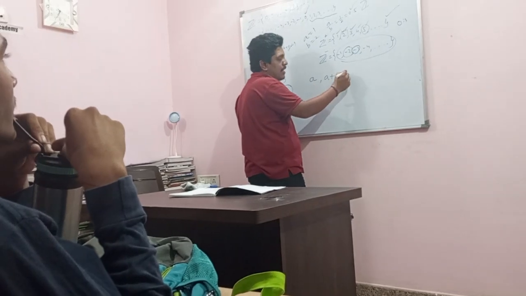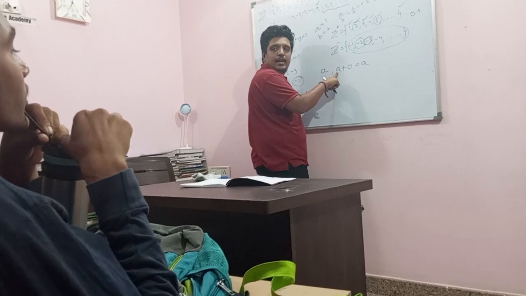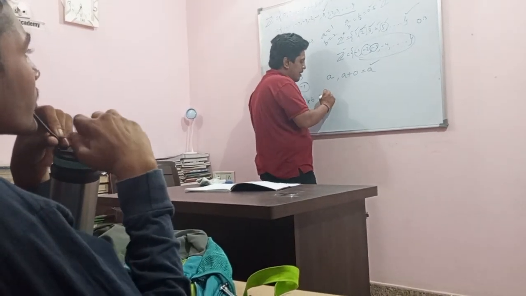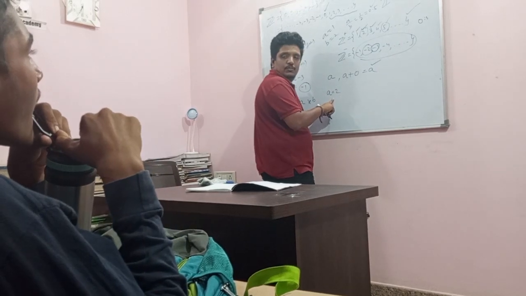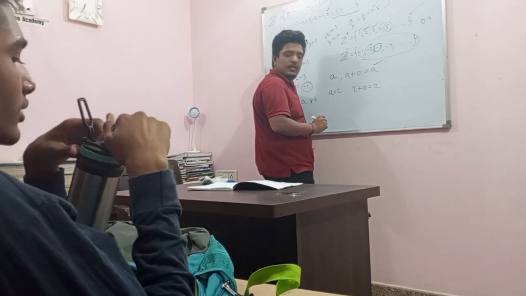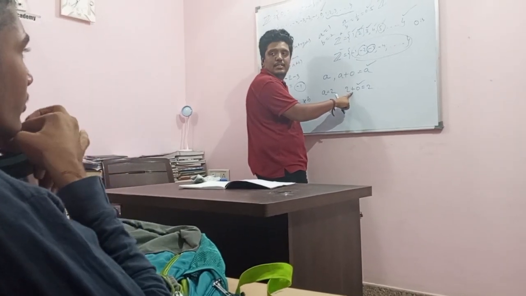0 added to any integer gives the same number as a result. So that's why this is called additive identity. For example, if I consider a is equal to 2, what is 2 plus 0? 2 only. Therefore 0 is called additive identity with respect to this operation, addition.